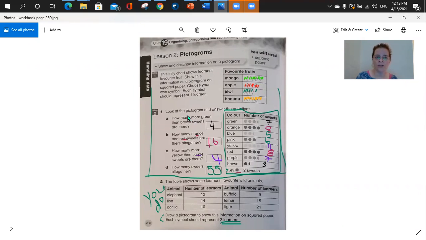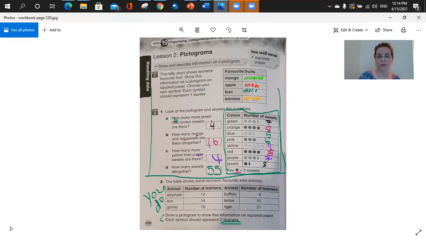And as you can see, we said this tally chart shows learners' favorite fruit. And for time's sake, I kind of just colored in here the different colors of fruit and we counted them instead of the tally marks. So show this information as a pictogram on squared paper. Of course, you could do it on squared paper, make little symbols and this type of thing in a normal classroom environment. That's probably something we would have done as an introduction to the lesson. But because we are on a restricted time limit and because we don't want the kids to have too much screen time and more like hands-on learning, I just did it this way.